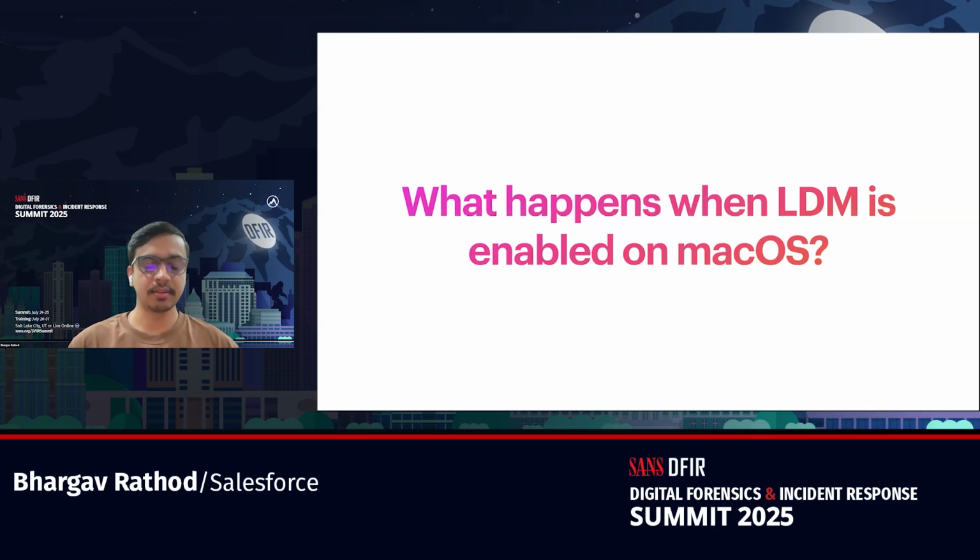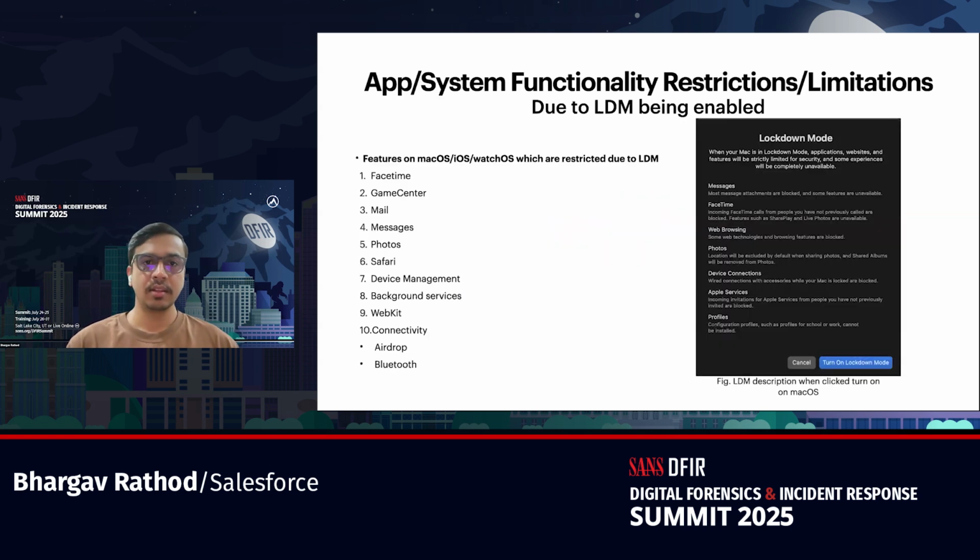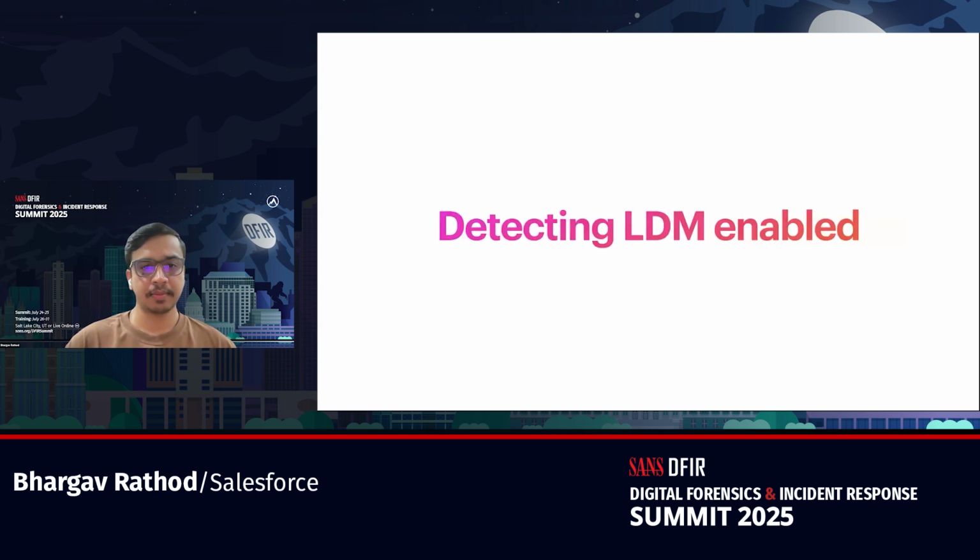Most users will still be wondering, what if I enable it? What actually happens to my macOS? Essentially, it restricts not most, but some of the system or application functionality, which includes FaceTime, Game Center, Photos, Safari, Mail, and all that stuff. It also restricts your connectivity options, which includes AirDrop and Bluetooth. We'll talk about most of it in the later parts of the slides.